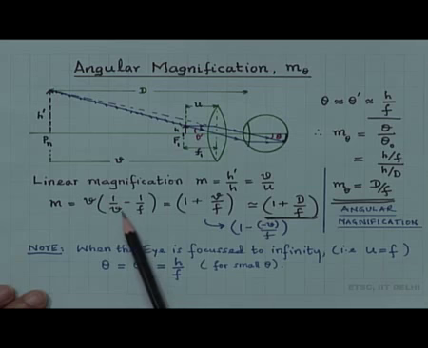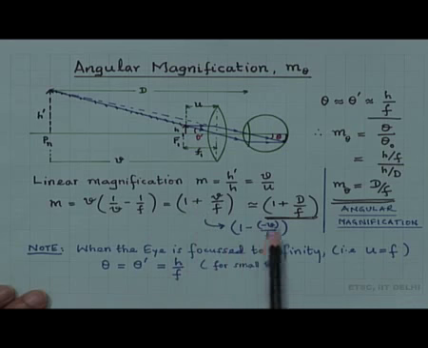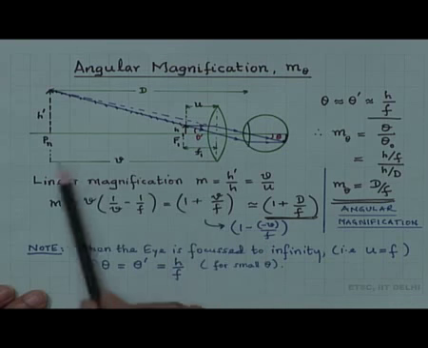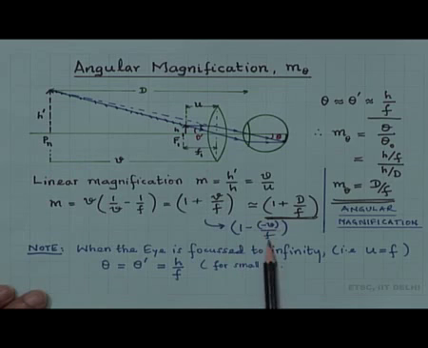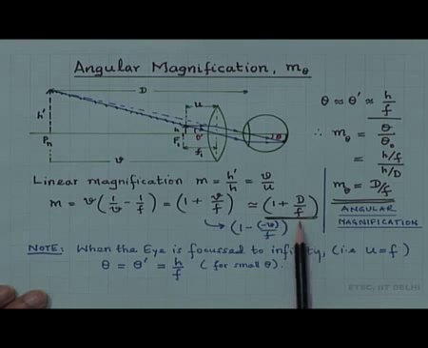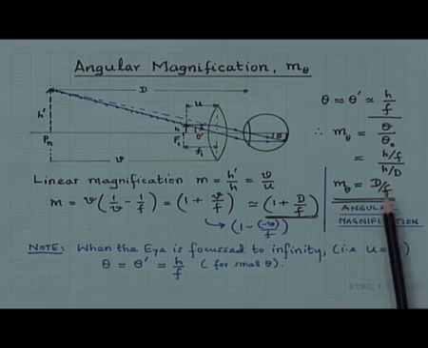From the lens formula, 1 by u is 1 by v minus 1 by f, so the magnification is 1 minus v by f, because v is negative here. F is positive for the convex lens, so only v is negative, and therefore, this is 1 plus d by f. The linear magnification is 1 plus d by f, and the angular magnification is d by f, approximately, very good approximations.